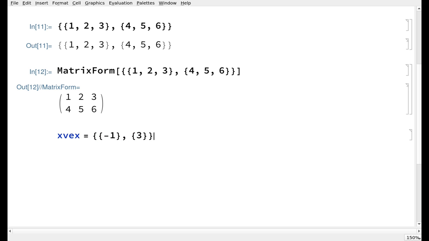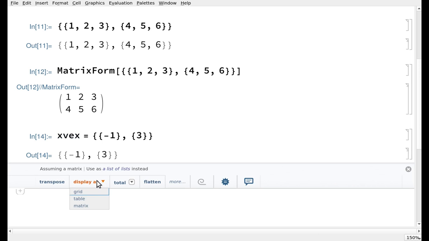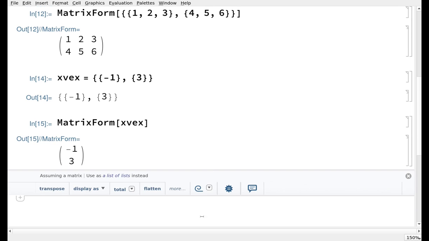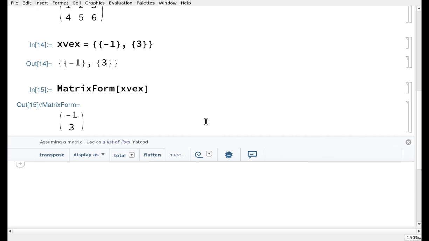Notice I entered -1, which is the entry in the first row, as a singleton list, and then after the comma I put the second row, which I entered also as a singleton list, 3. And once again, we can display this as a matrix to make sure it interpreted that correctly. Yeah, so that's what we want. Oh, I should have called it xvec, not xvex. That's vexing.